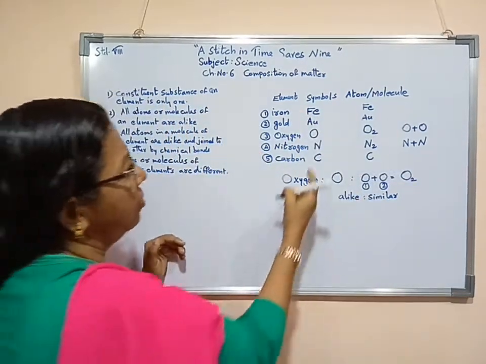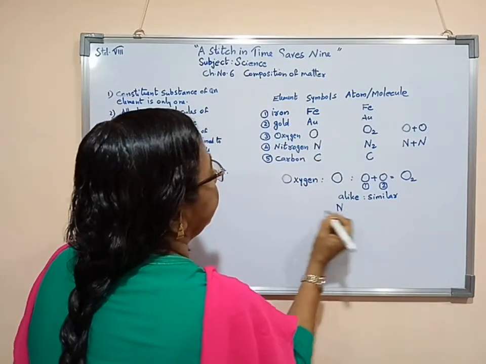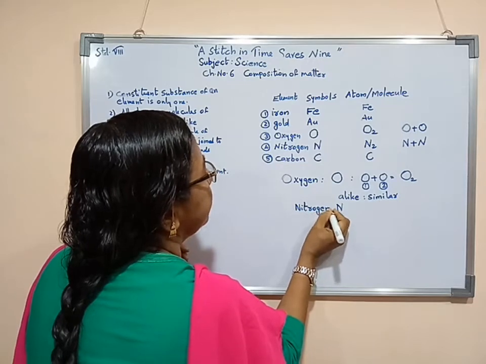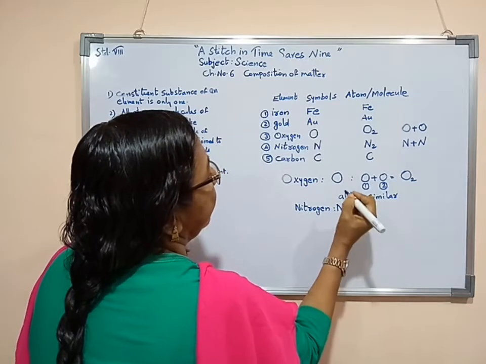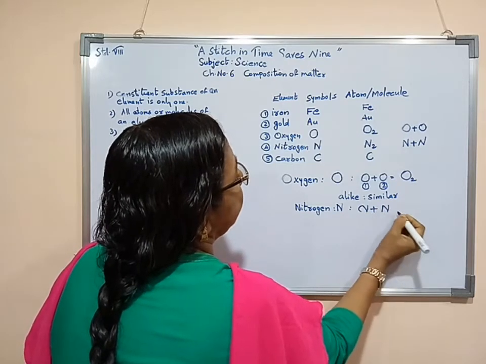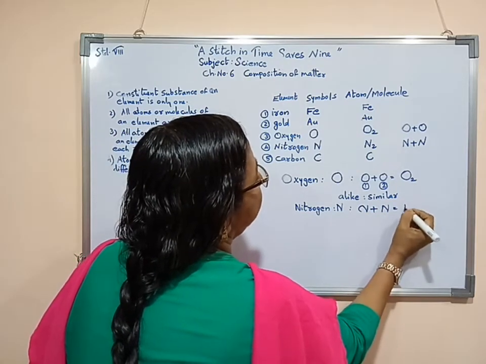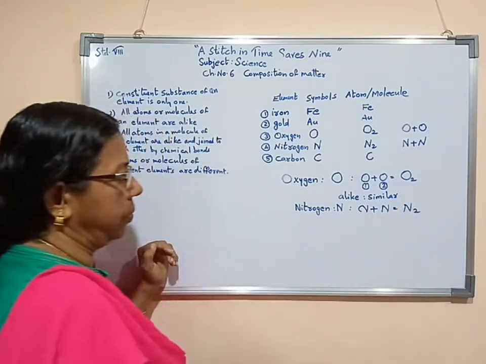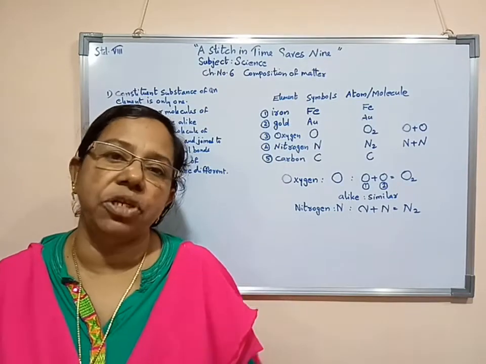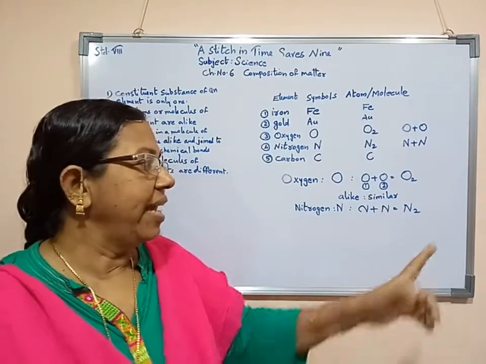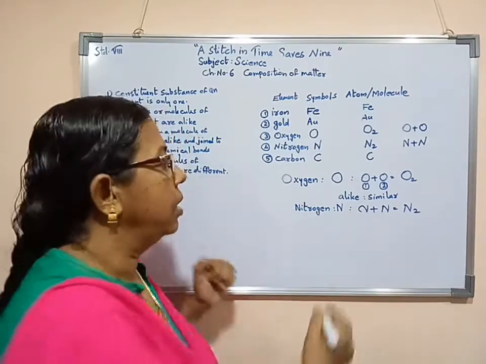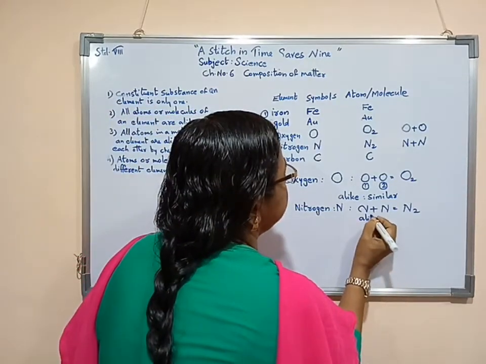Now if you are thinking of nitrogen, its symbol is N. Its molecule is formed by joining two nitrogen atoms. As a result, we get a nitrogen molecule. Now we can say that the nitrogen molecule has two atoms of nitrogen. Both of them are alike. Alike means same.